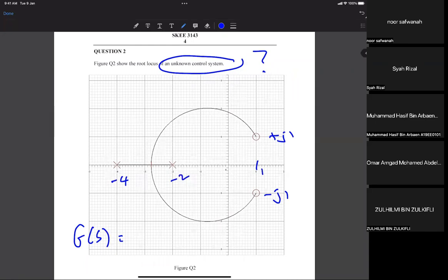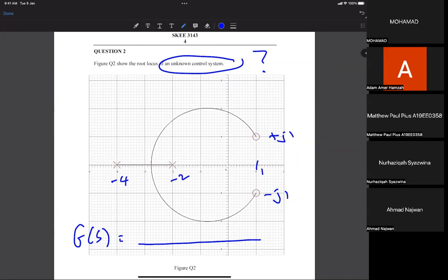Tak tahu. Safwana? Nur Safwana. Safwana pergi tandas betul? Di tandas pula. Nur Hazika Syazwina.